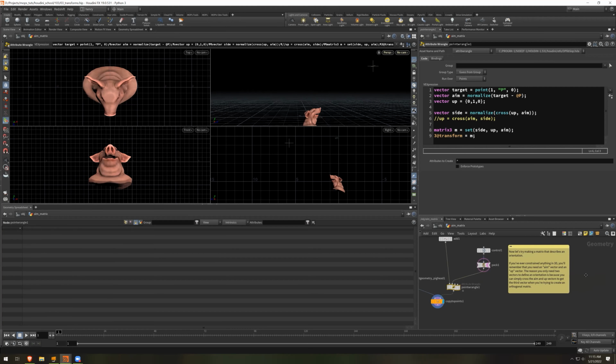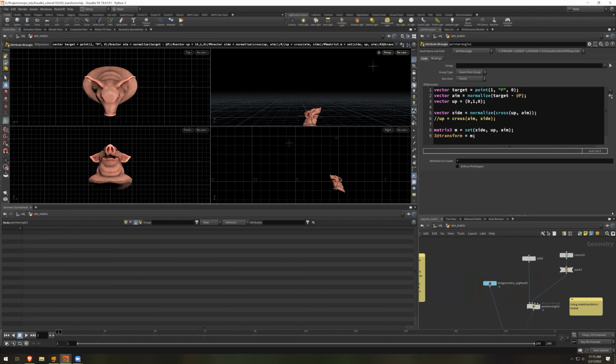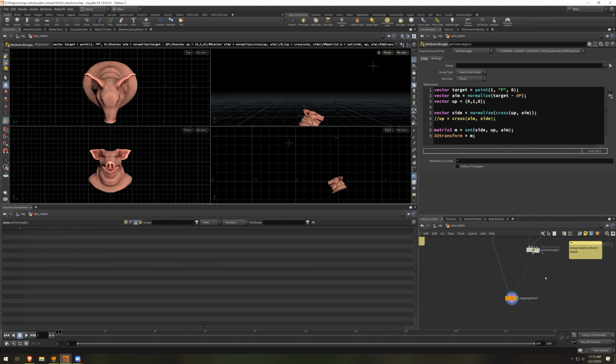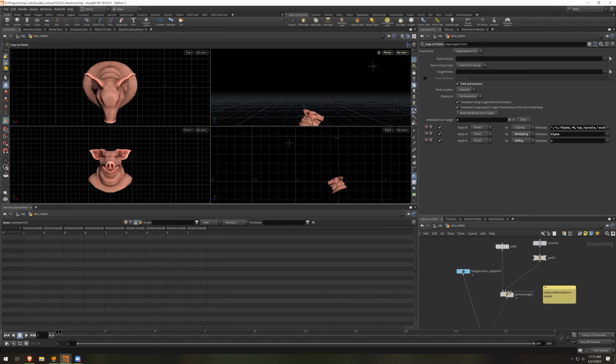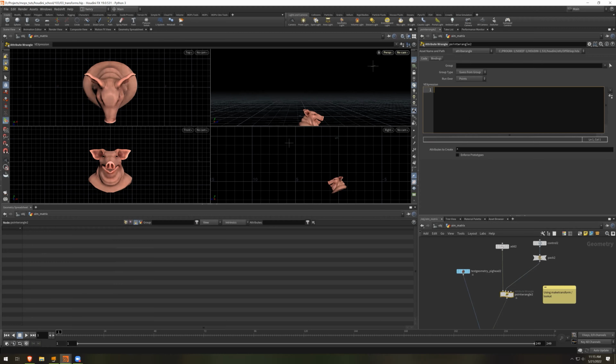Okay, with that, let's go to the next example. So this is a pretty similar setup. We're just going to do the copy to points and we're going to aim based on that control. But rather than having to make this matrix from scratch every single time, it's much simpler to just use something like, there's VEX functions that are built to do this for you.